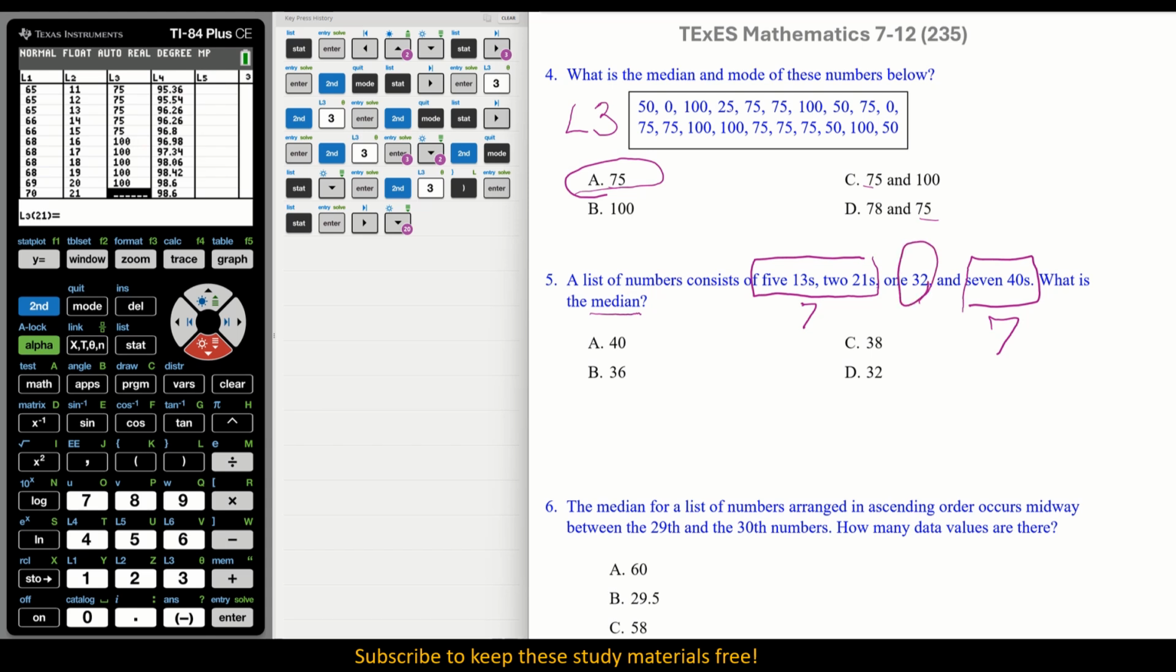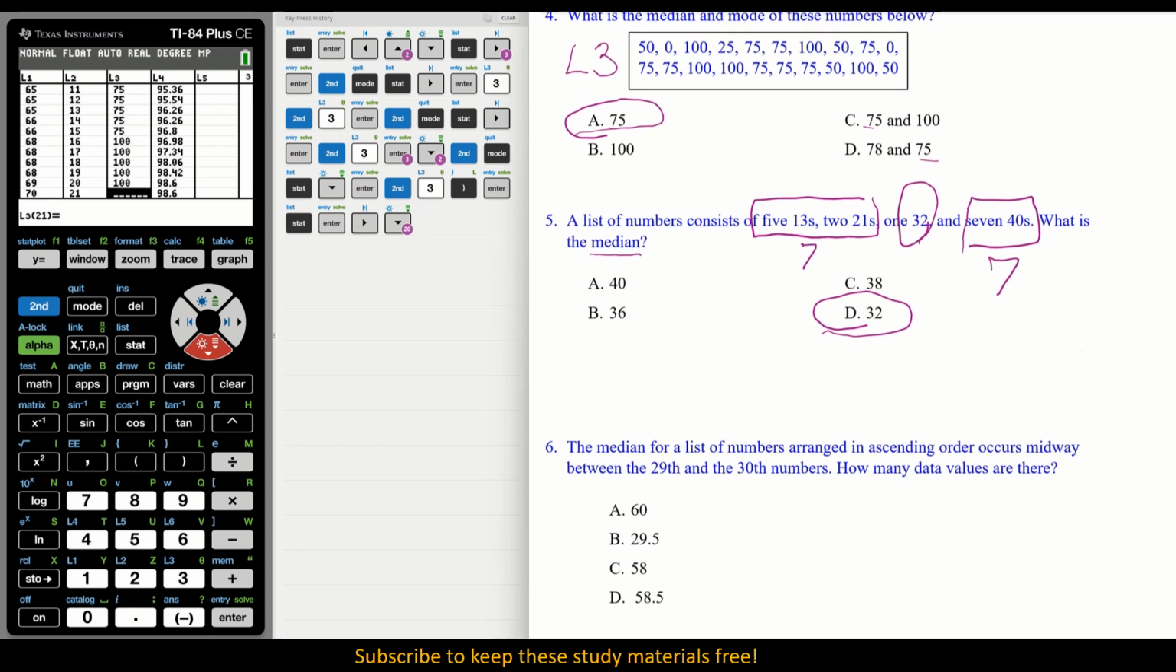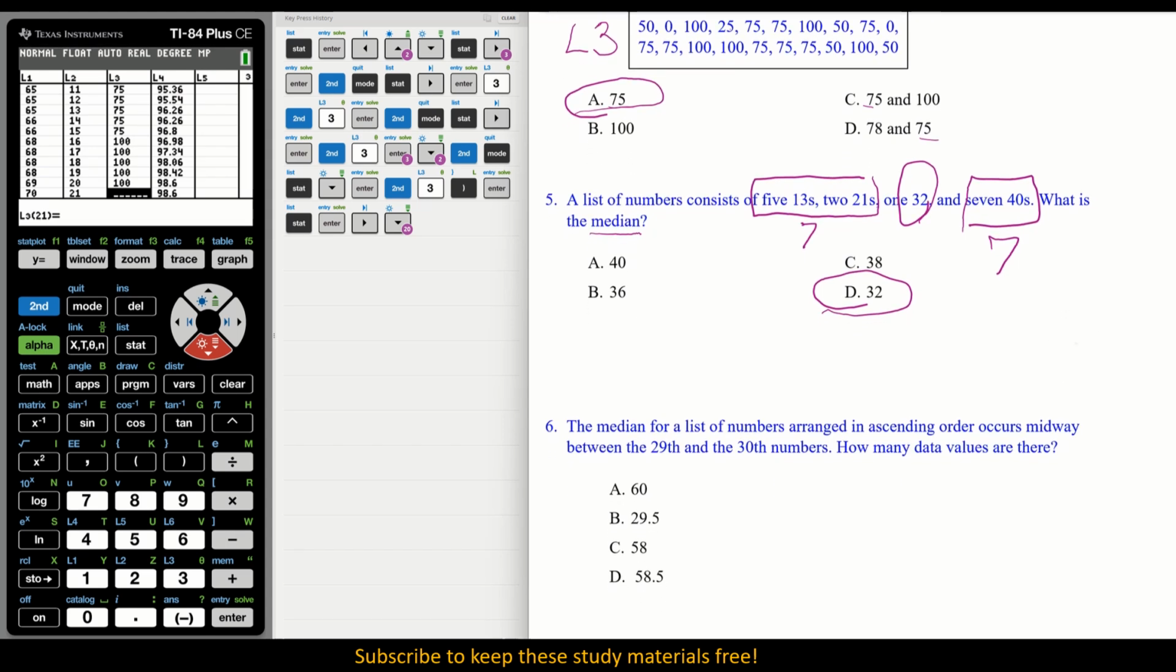Remember, the definition of median is the actual physical middle value, the very middle, in this case, middle number. We need the very middle of that. Well, that's just 32. Do we have 32? Yes, we do. So you don't even need your calculator for this question if you're asked in this particular manner. But for number 6, this is going to be different.